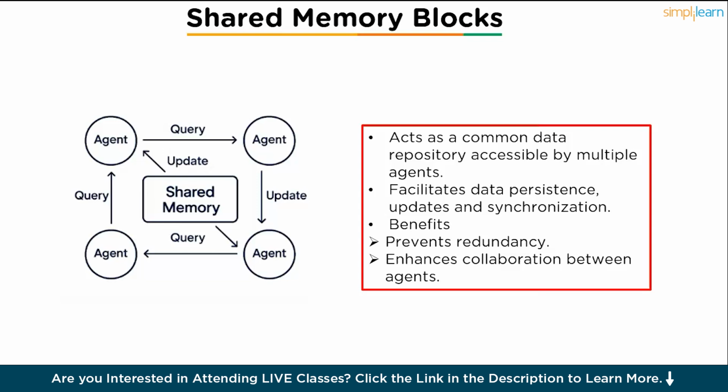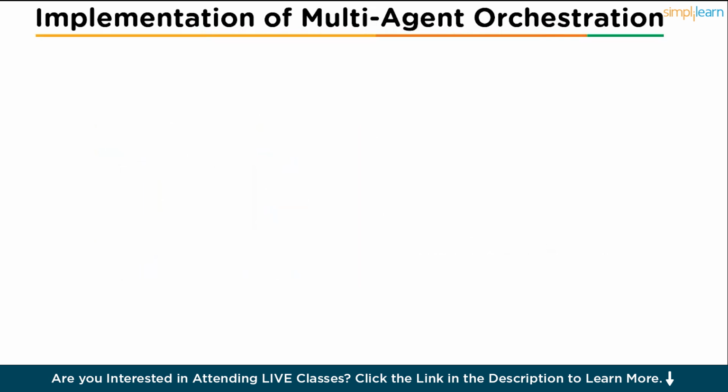Thirdly, being preventing redundancy by storing data centrally. Shared memory blocks eliminate the need for duplicating information across agents, improving system efficiency. This capability is particularly valuable in multi-agent orchestration, where coordination and communication are essential for managing complex collaborative tasks. Let's see some implementation of multi-agent orchestration.